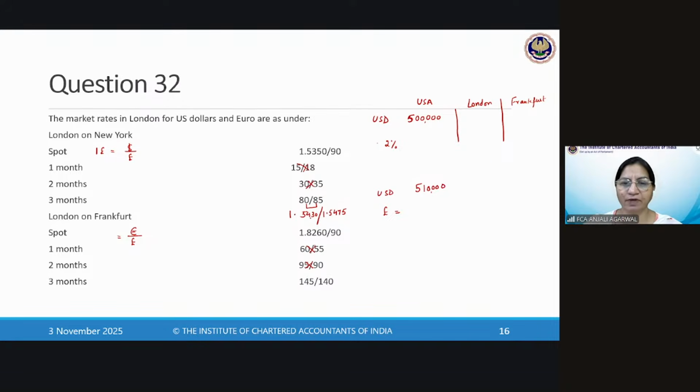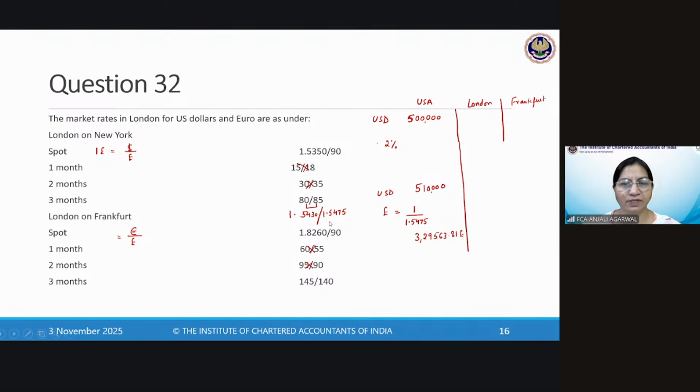So you will end up getting 1.5430. Bid would be applicable, but we are given an indirect quote. So we need a direct quote. So 1 upon 1.5475. You end up getting 3,29,563.81 pounds. Okay.